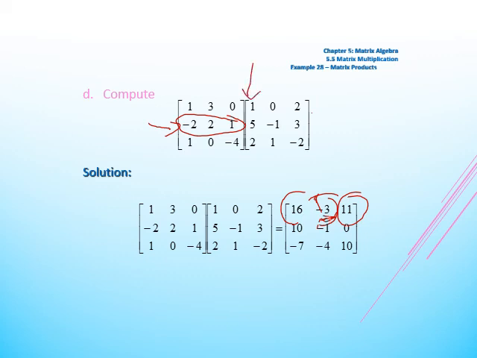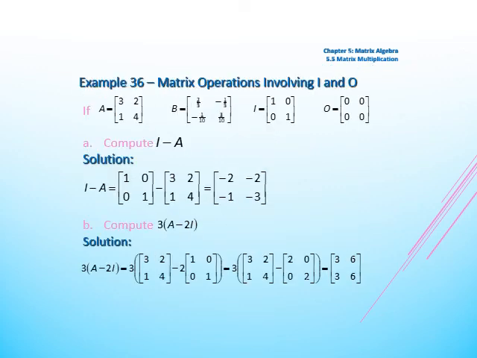Negative 2 times 1 plus 2 times 5 plus 1 times 2 equals 10. And here we finished with the first column. Okay, we will move to the second column. So the second column with the second row: negative 2 times 0 plus 2 times negative 1 plus 1 times 1 equals negative 1. And finally, the third column.